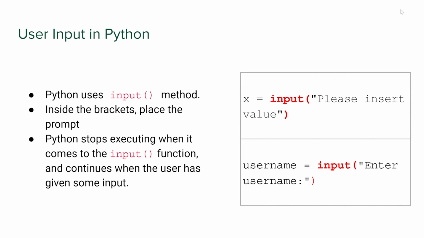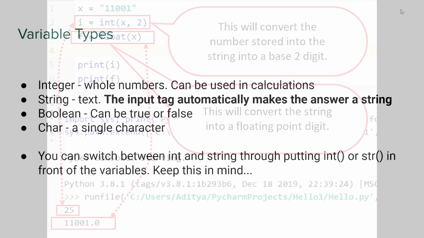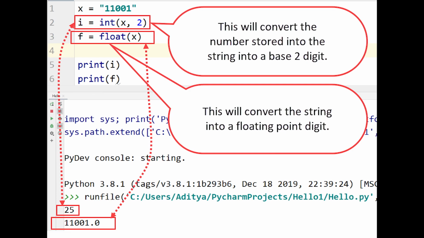So then wait, how do we modify it? We need to convert that string value into an integer value. And to do that, that is where we come to variable type configurations and conversions. So, before I get to different variable data types, we've already talked about the first two, integers being whole numbers that can be used in calculations, and strings being text. Like I said earlier, the input function automatically makes the value a string, okay? And to convert between string and integer, you just have to put int brackets, int short for integer, or str brackets, str short for string, in front of the variable to convert it. Okay, keep this in mind.